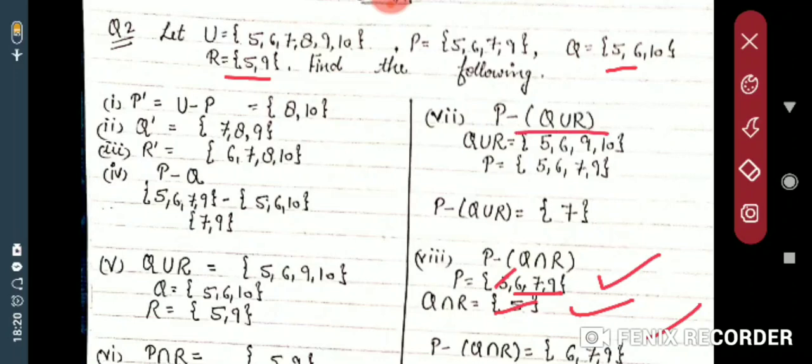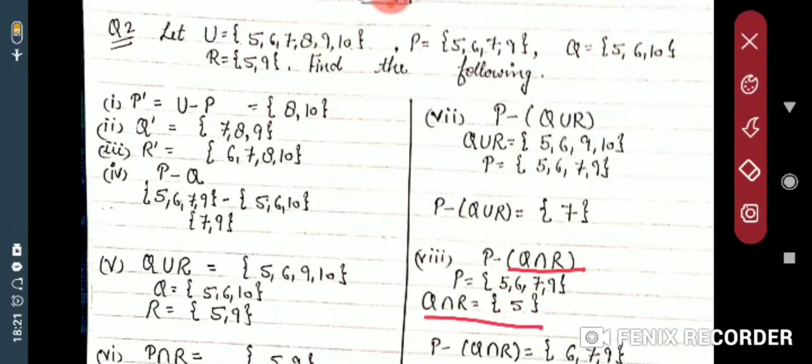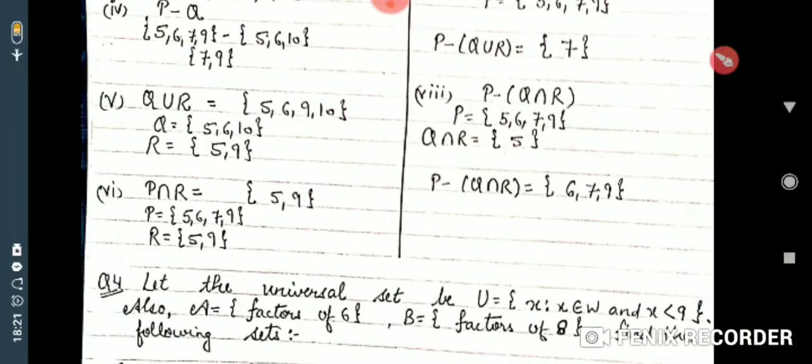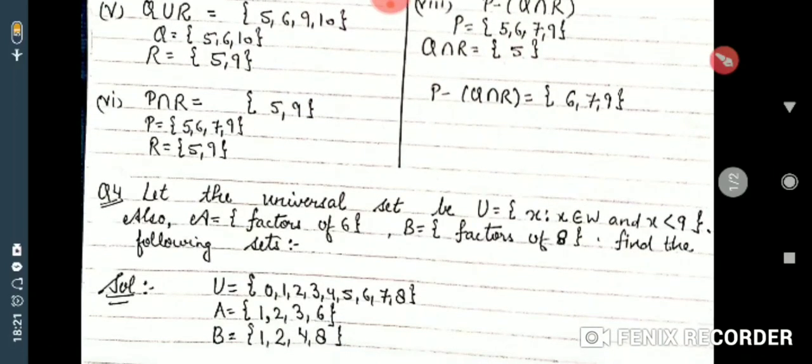Just keep one thing in mind. Here in bracket Q union R is given. So first what will you solve? We will solve the bracket. That means Q union R. Then we will write the elements of P and then we will subtract Q union R from P. Got it? Same as here, first we will find Q intersection R. Then we will subtract Q intersection R from P. Now next question.